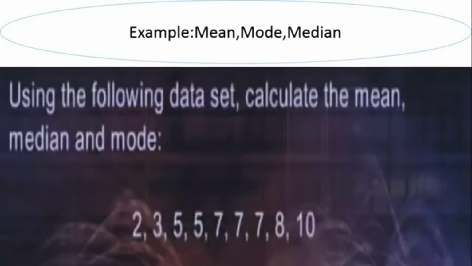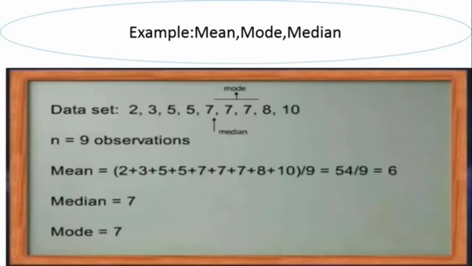So we can show an example in order to illustrate how to compute the mean, mode, and median using the following data set: calculate the mean, median, and mode. We have a sequence of numbers 2, 3, 5, 5, 7, 7, 7, 8, 10. The data set is ranked from the smallest to the largest number. We have 9 observations. The mean is simply the sum of all observations divided by the number of observations, which is equal to 6. The median is the value that divides our sample into 2.